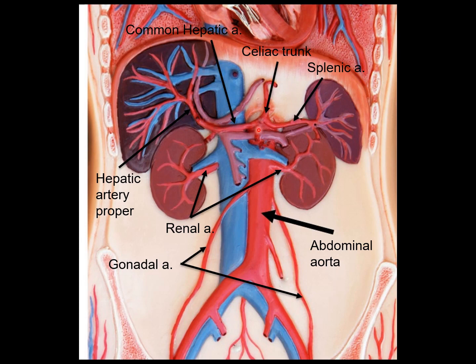If we follow it down a little bit more, we've got two more branches out to the kidneys. The renal arteries are going out to the kidneys. And then we've got our last two branches, each going down fairly long arteries to the gonads, either all the way down to the testes or somewhere in the pelvic region for the ovaries.